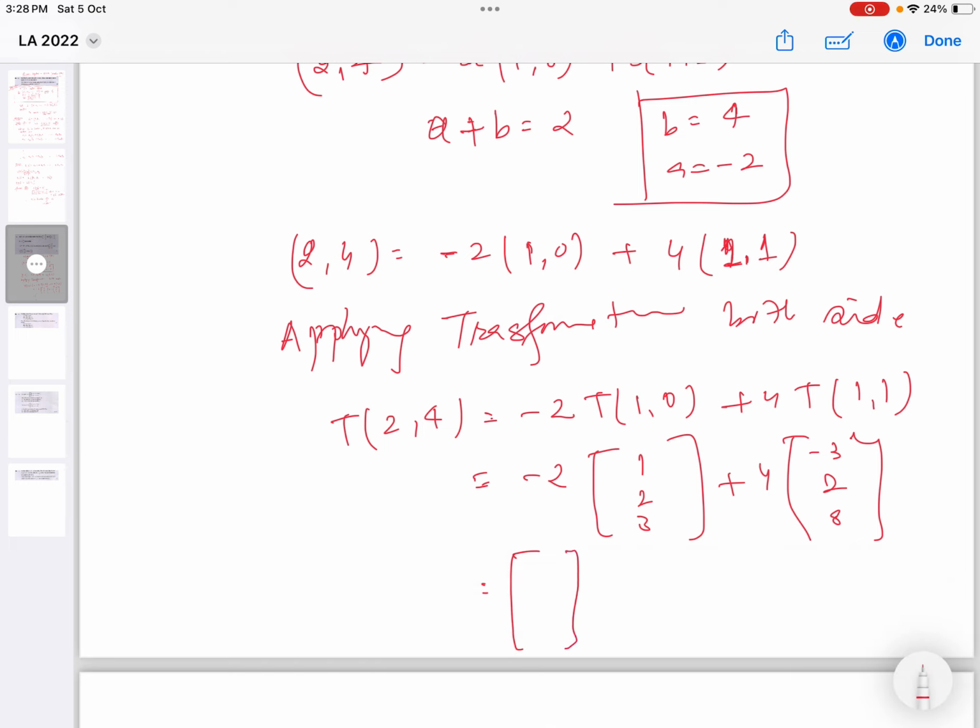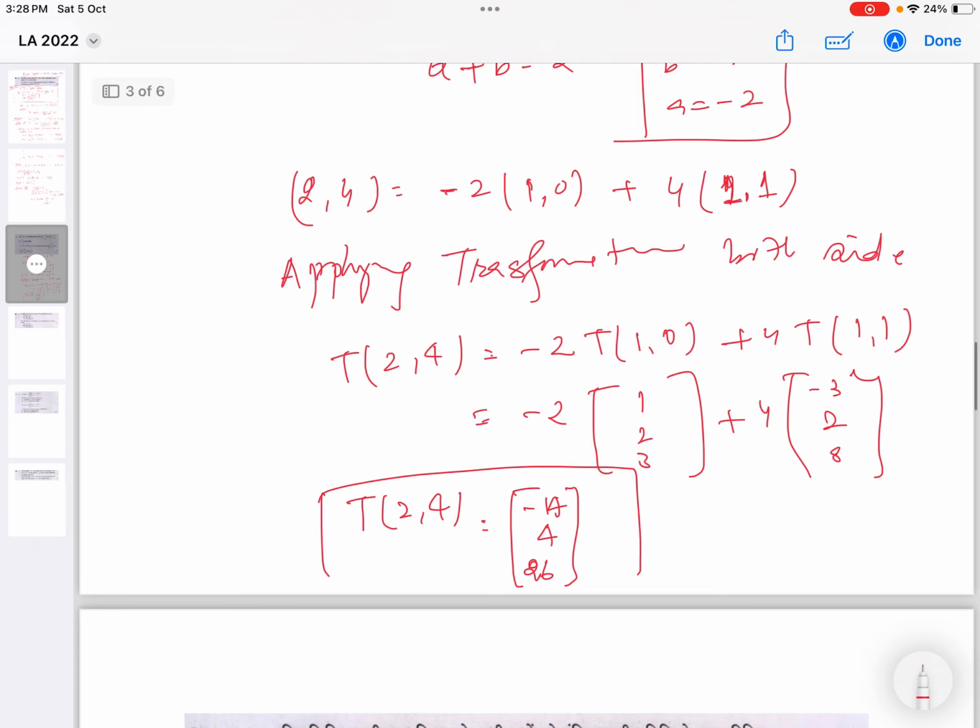This is minus 12 minus 2 minus 14 8 4. This will become 32 6. I think it is 26. But this 26, yeah, 26. So t2 comma 4 becomes like this. So this is the answer. It was the easiest problem.